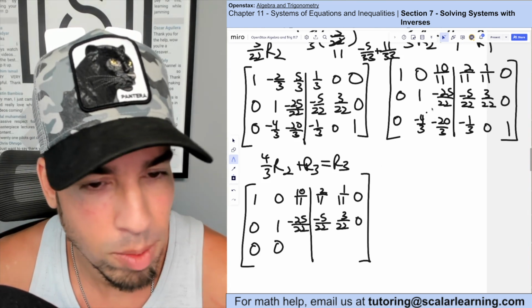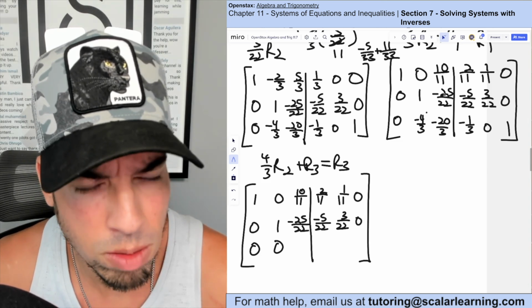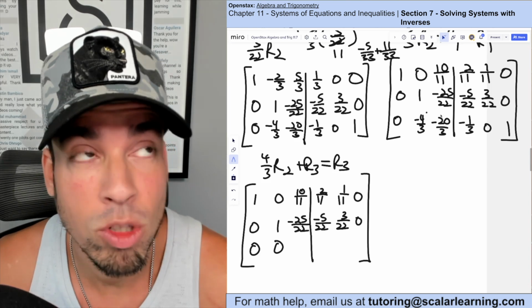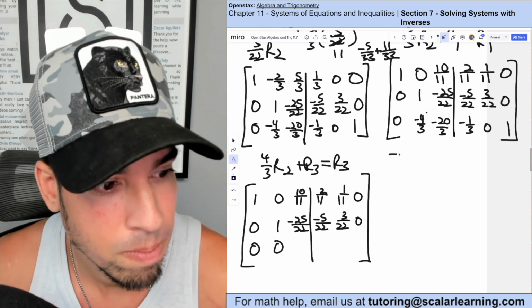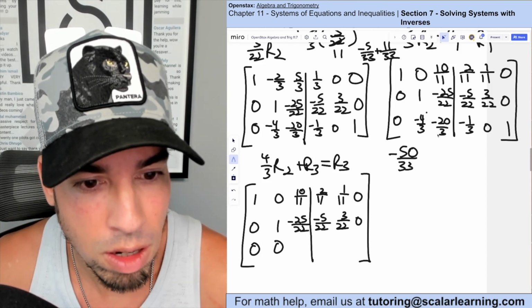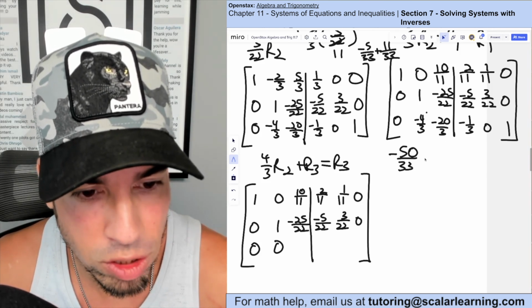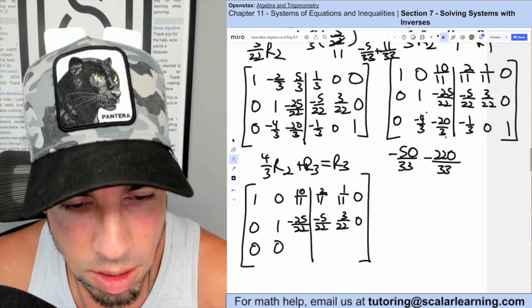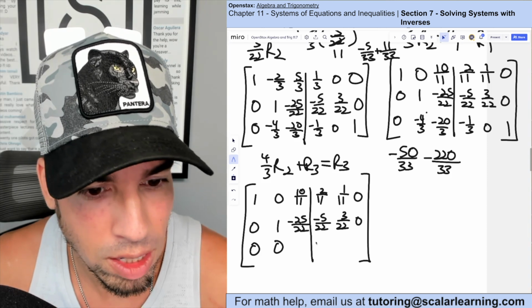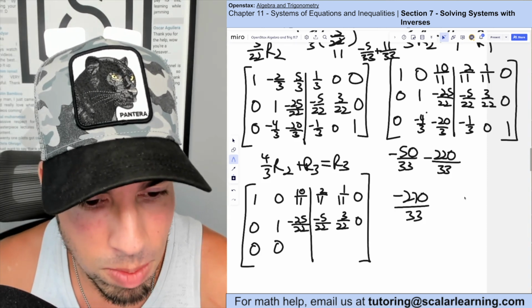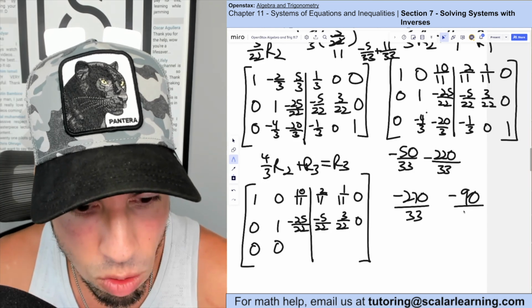And then 4/3, now we got the annoying multiplication. 4/3 times negative 25 over 22. What is that? Negative 100 over 66, which is negative 50 over 33. So negative 50 over 33 plus negative 20 over 3, which is negative 220 over 33, right? 11 and 11 multiply. And then that gives us negative 270 over 33. Top and bottom can be divided by 3. That's negative 90 over 11.